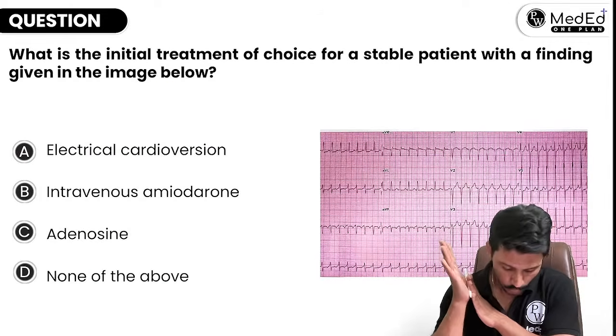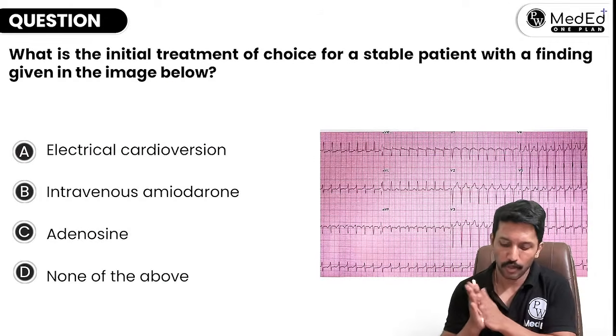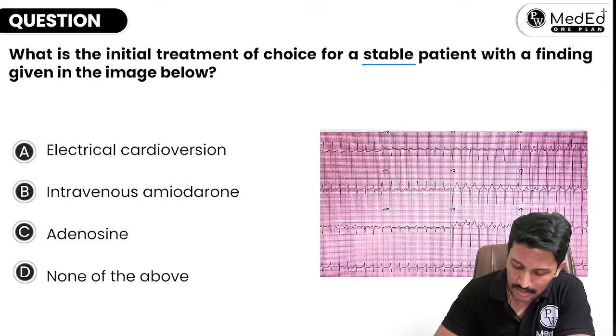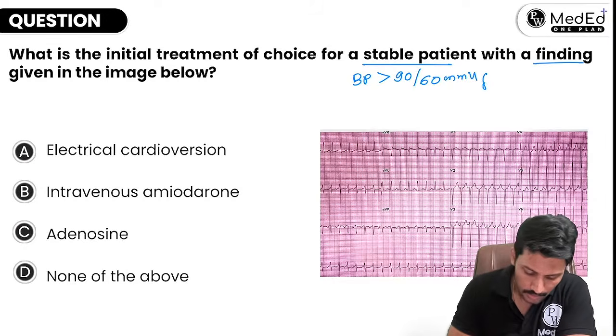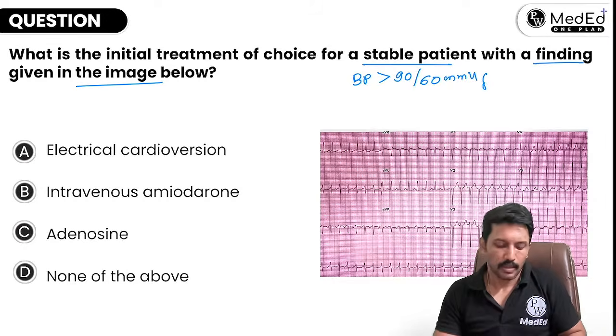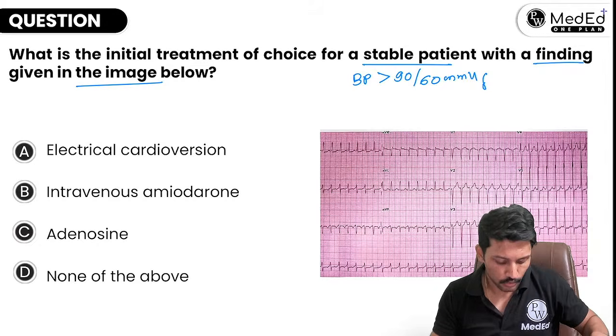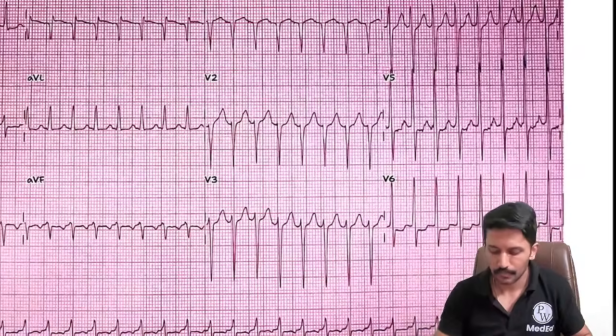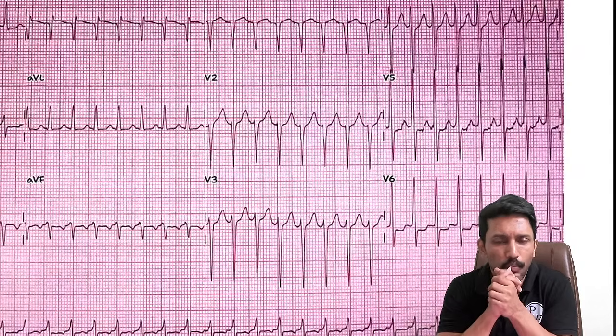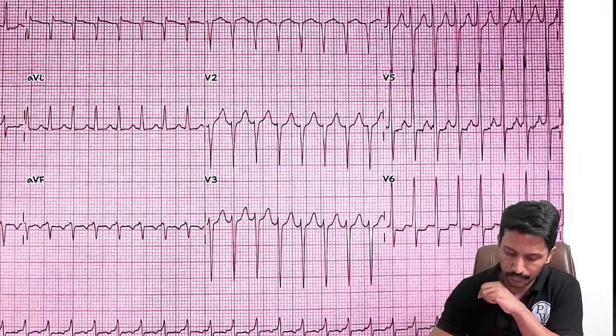Okay, so next question. What is the initial treatment of choice for a patient who is stable? They have mentioned stable. Stable means we are thinking about BP more than 90 by 60 millimeters of mercury with a finding given in the image below. Electrical cardioversion, intravenous amiodarone, adenosine, none of the above. Okay, so here is the ECG. We have some arrhythmia here. So what arrhythmia is it showing?